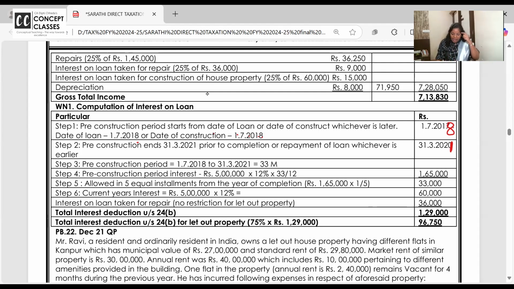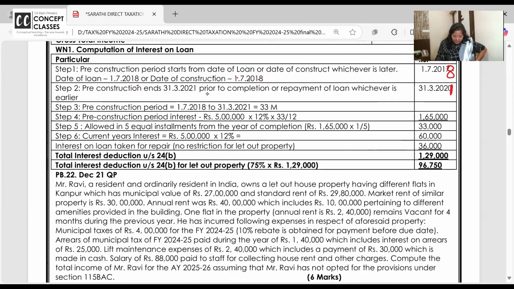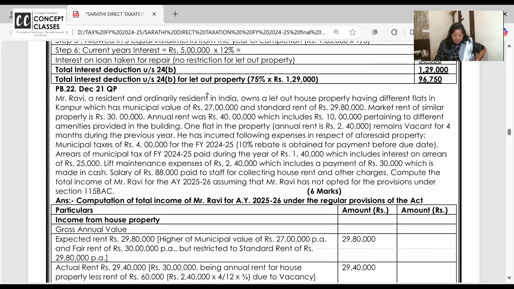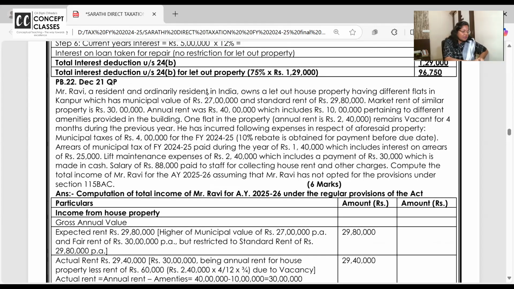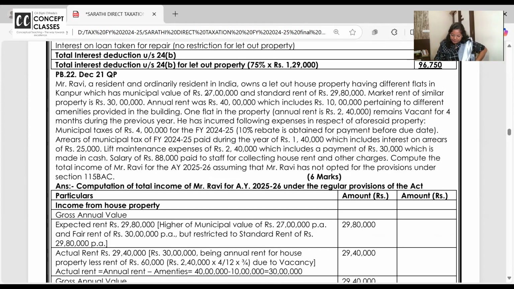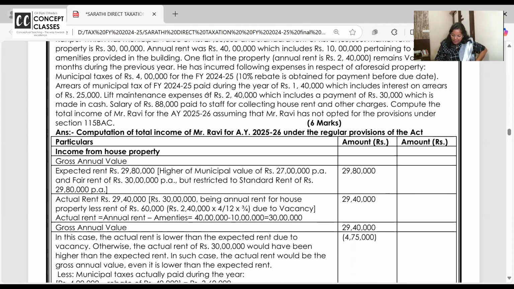Okay. Now you will get the 33 months interest and 1/5 and all very clearly. You will get all the answer. Okay? Right. This is same, but here they have written expected rent is nothing but higher of fair rent and municipal value and then lower of the standard rent. What you get the answer, they call it expected rent and then they compare it with the actual rent.